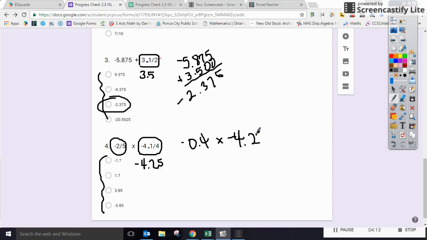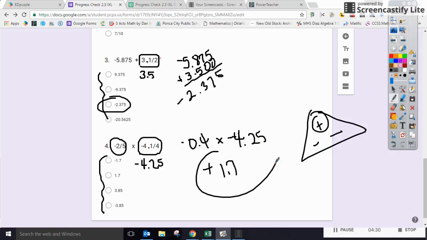So finally, I end up with negative times a negative, and my triangle tells me how that goes. Negative times a negative is a positive. And my calculator says 0.4 times 4.25 is 1.7. So that was the correct answer.